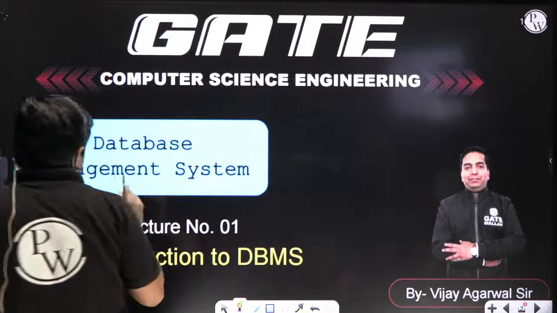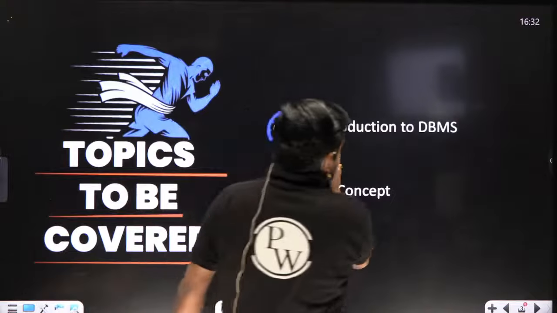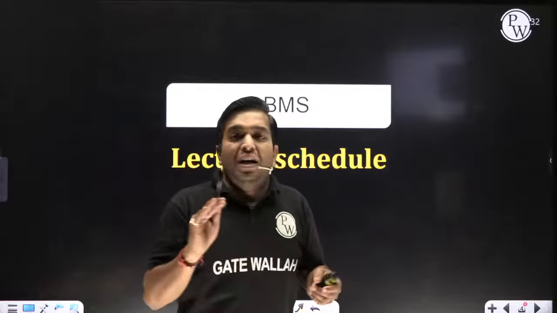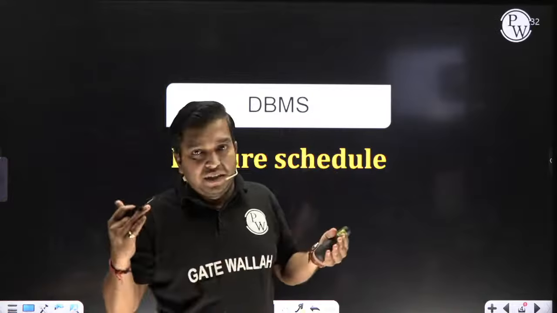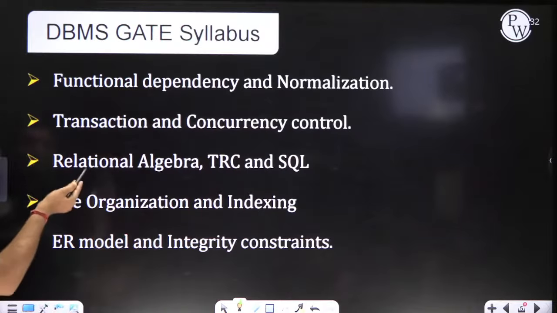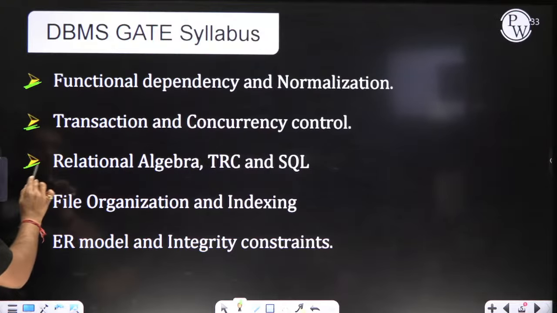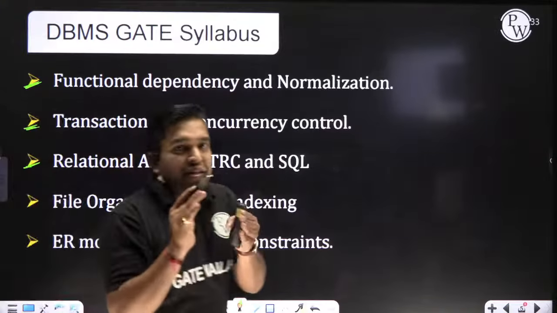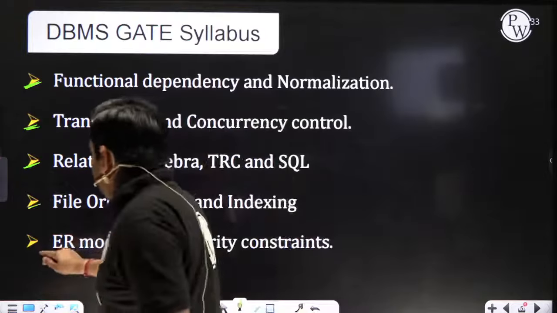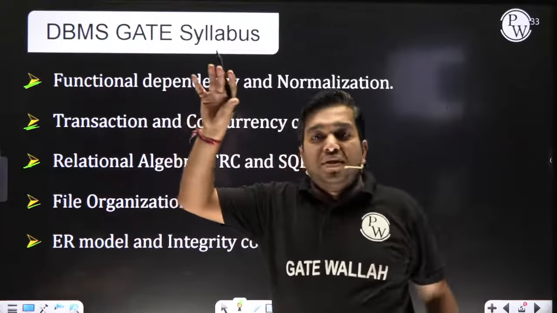Now, today we are going to start the subject of DBMS, lecture number 1. In this lecture, we discuss first of all the introduction of DBMS and the FD concept. Before starting, I want to tell you the lecture schedule and the syllabus. DBMS, Database Management System, is broadly divided into 5 to 6 parts: FD and normalization, transaction and concurrency control, relational algebra, SQL and TRC. Sometimes I make relational algebra and SQL and TRC two parts. Then file organization and indexing, and ER model and integrity constraints. These are broadly 5 chapters.